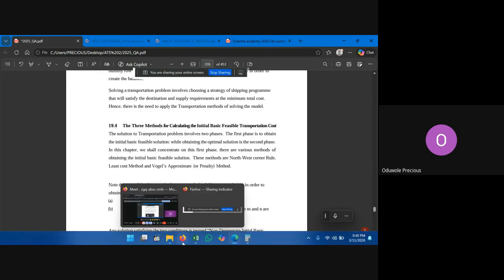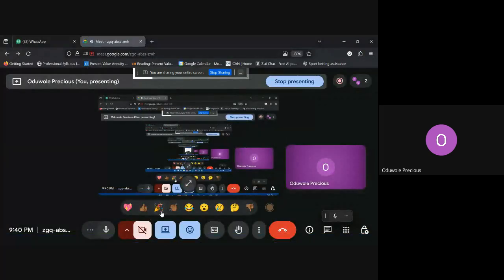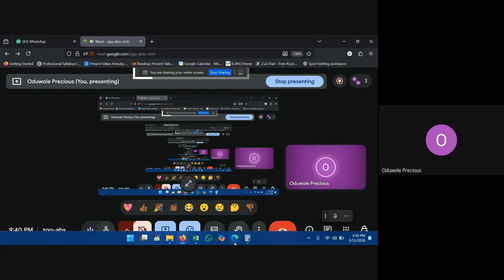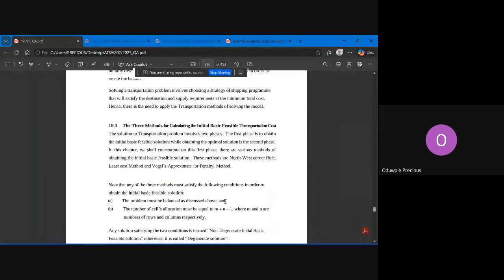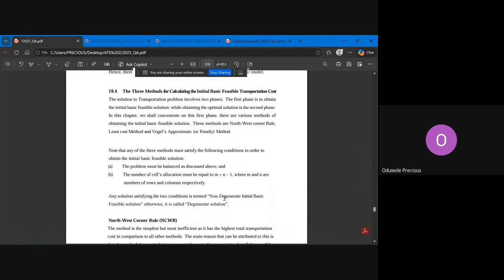So we have three basic methods. The first one is the northwest corner method. But before we start that, let me quickly say this. For you to know that your solution is correct, note that any of the three methods must satisfy the following conditions in order to obtain the initial feasible basic solution. The problem must be balanced, and I already told you what a balanced problem is: your demand is equal to your supply.